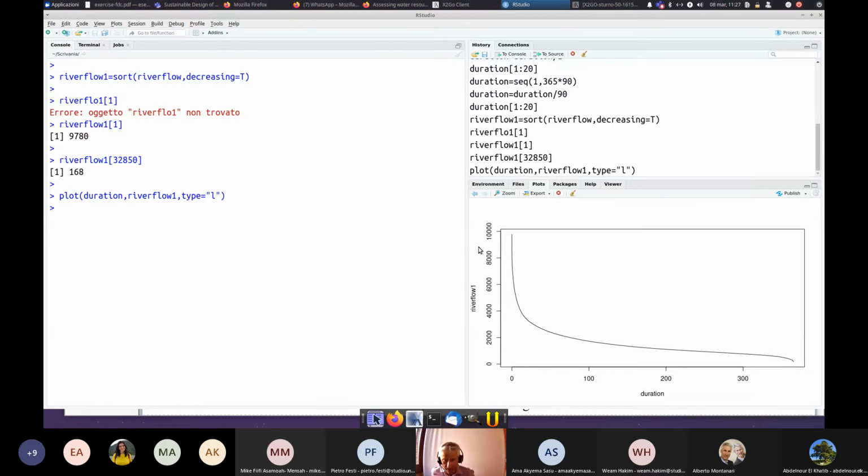Good. Now, this is already, as I said, the first question of the exercise. And you see, we completed the first method for the estimation of the flow duration curve. Now, our exercise requires that we compute the flow duration curve with the second method. But before I move forward, let me ask you if you have any question related to this first stage.